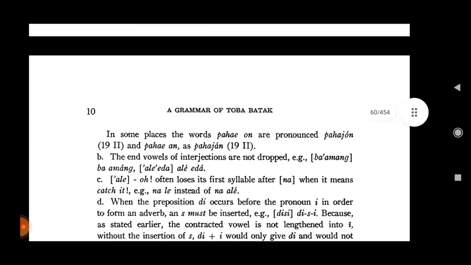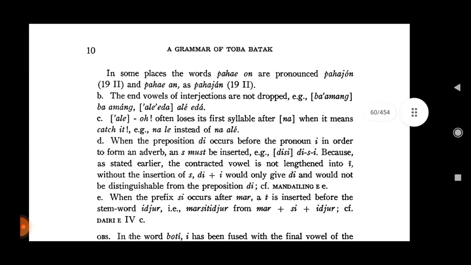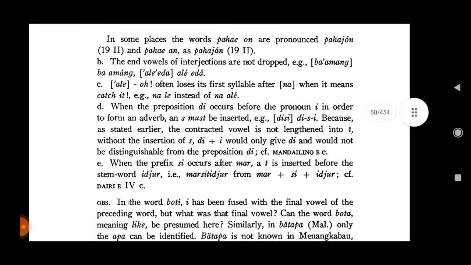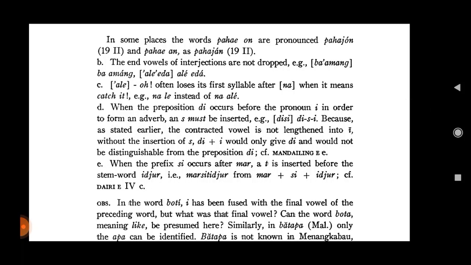In some places, the word pahayon is pronounced pahayon, 19.2, and pahayan, 19.2. The end vowels of interjections are dropped: igi baamang, baamang, aleda, aleda. Ale often loses its first syllable after na when it means catch it, igi nale instead of naale.